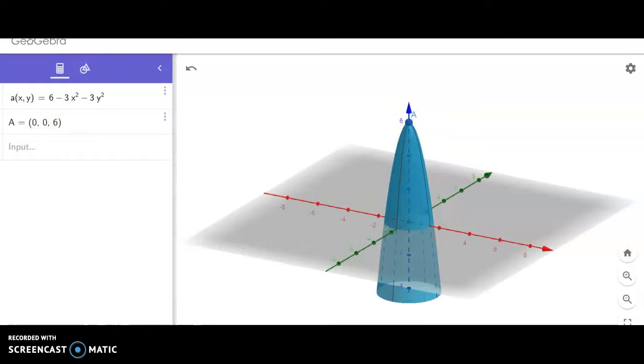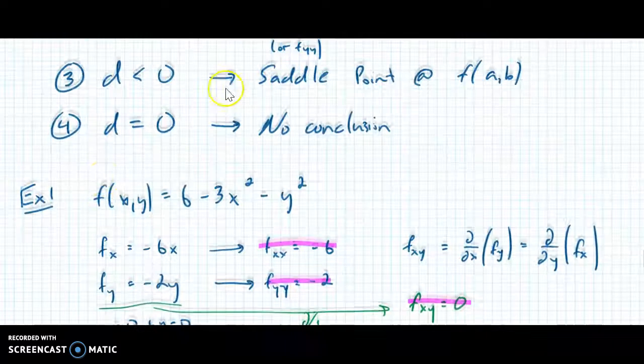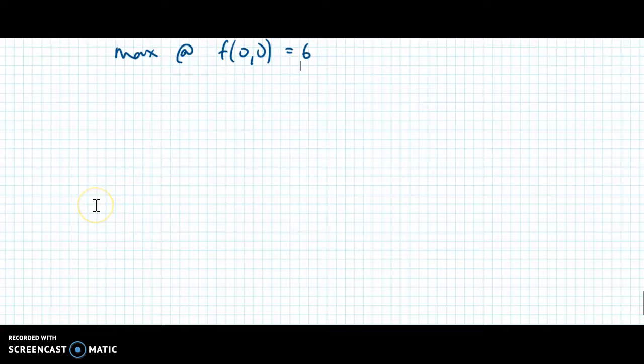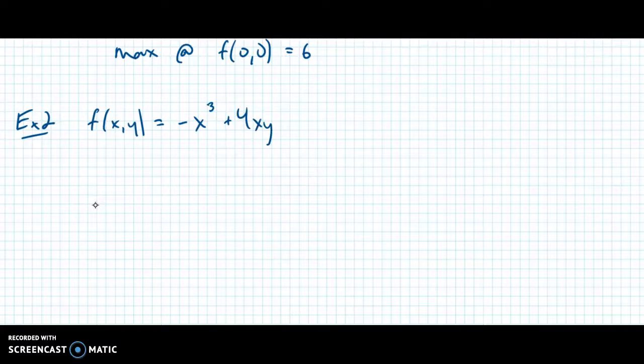So let's do one of these where it's not quite as easy to just know, oh yeah, we get a max, that makes a lot of sense. So example 2. I like this one. Let's take f of x comma y equal to negative x cubed plus 4xy minus 2y squared plus 1.